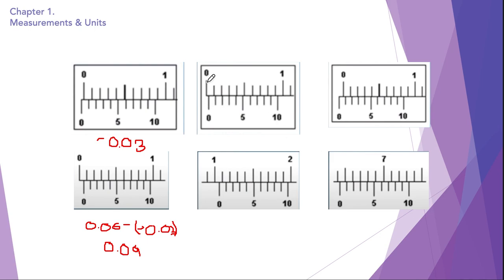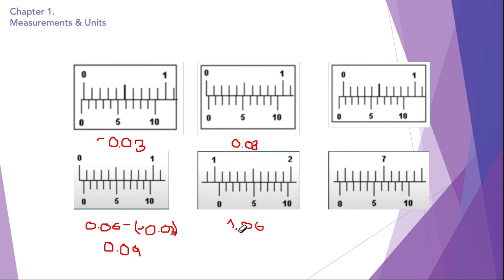Now here we have another Vernier calipers with a zero error and reading. So find out the zero error and correct reading. So the zero error of this Vernier calipers is 0.03. Because it is positive, we start from here: 0.1, 0.2 and 0.3 exactly aligned.